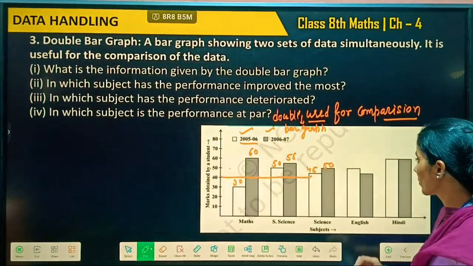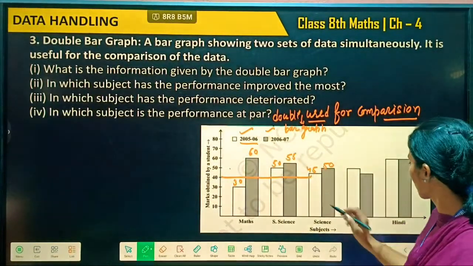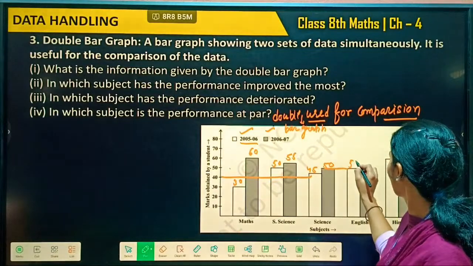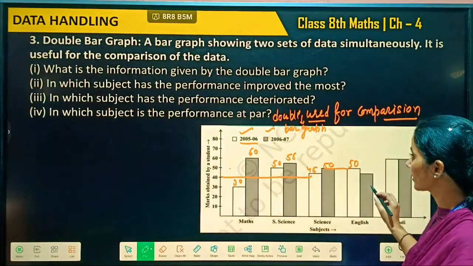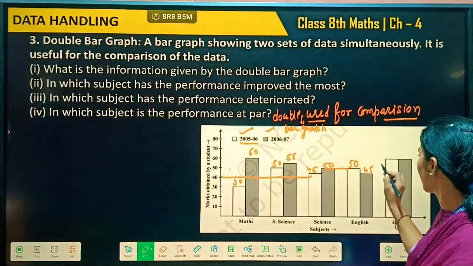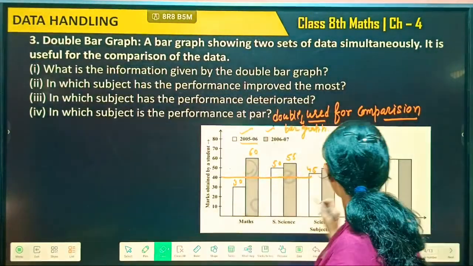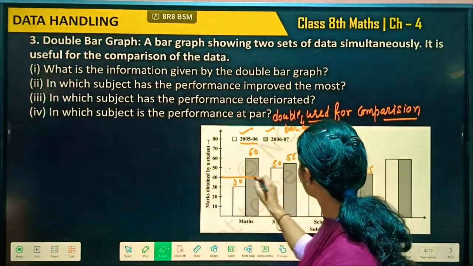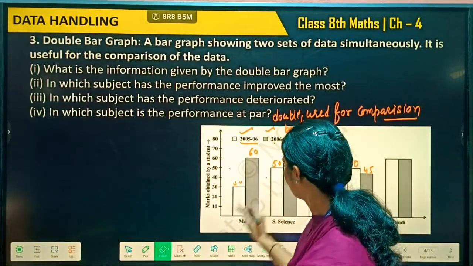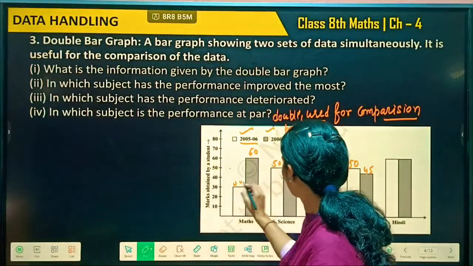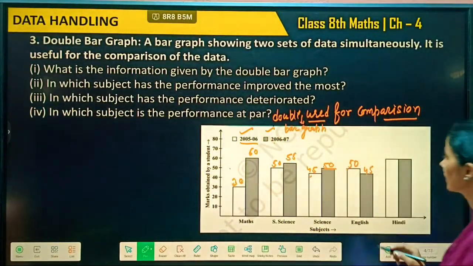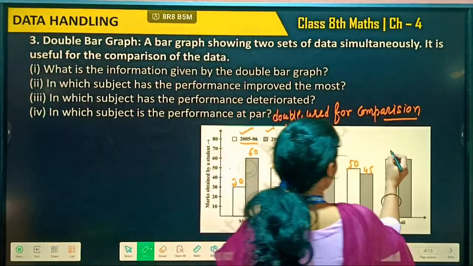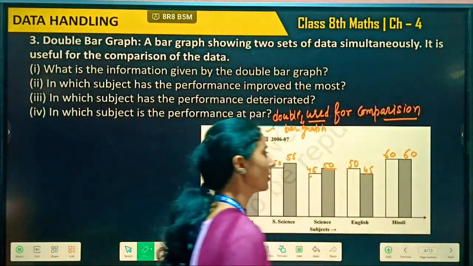Next is English. In English, in 2005-6 he scored near 50 only, and in 2006-7 he scored 45. Okay, in the next year this was 30. In Hindi he scored 60 in 2005-6 and 60 in both years.